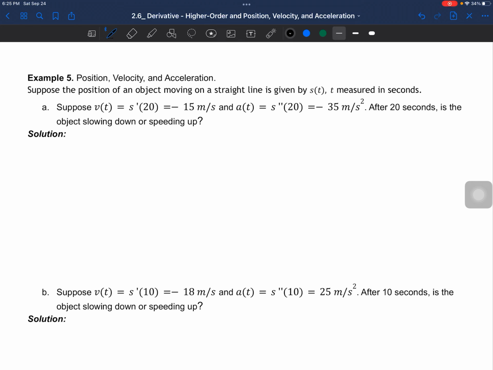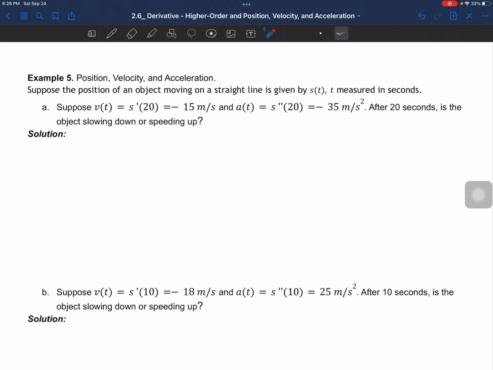And we're gonna assume that the velocity at 20 seconds is going to be negative 15 meters per second, and the acceleration is assumed to be negative 35 meters per second squared at 20 seconds, right? So the question is, after 20 seconds, is the object slowing down or speeding up?